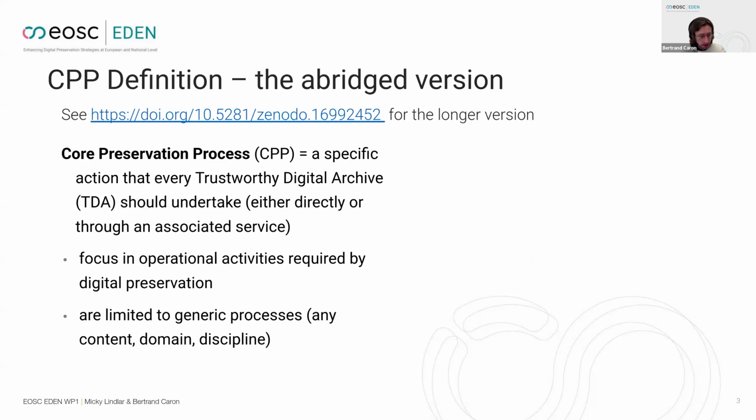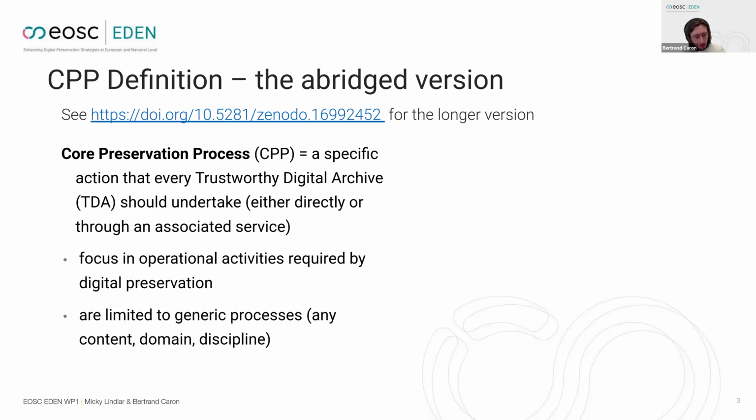CPPs are specific actions that every trustworthy digital archive should undertake, either directly or through an associated service. So this is important because that means that not every organization tasked with the stewardship of digital objects is forced to perform these CPPs themselves, but they have to check that their partners are performing them adequately.